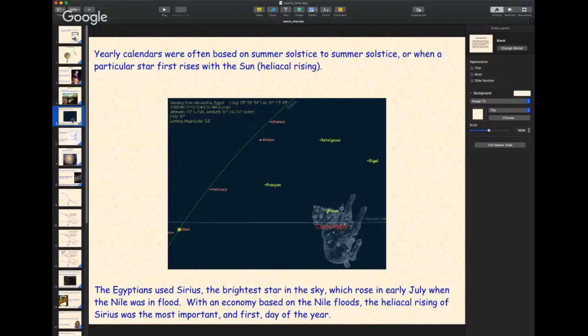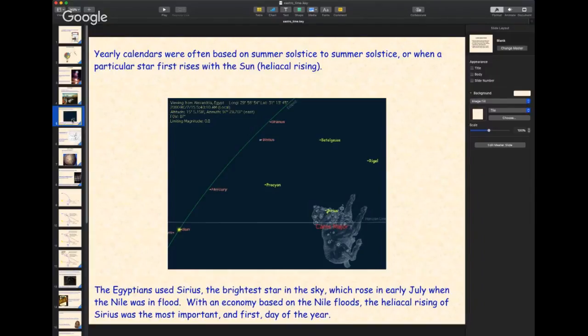And so the image here is showing a view from Alexandria, Egypt, at about 200 BC, at 5:40 a.m. And you can see the sun that's on the left. That's the mark there, the bright dot. The green line is the ecliptic. Right? So this is the plane in which the planets go.